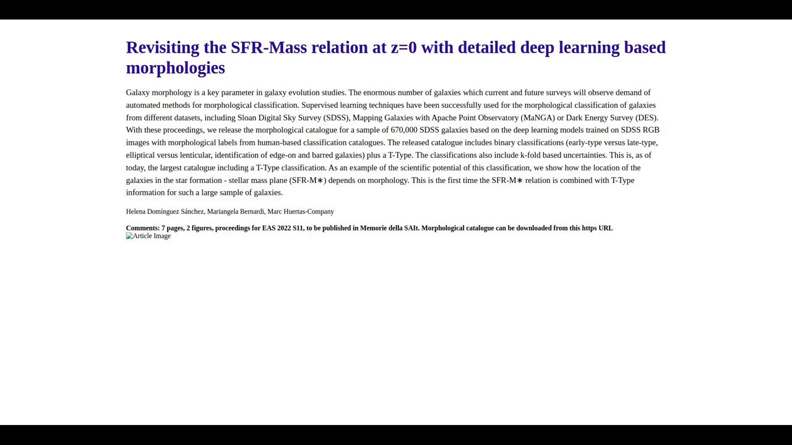With these proceedings, we release the morphological catalog for a sample of 670,000 SDSS galaxies based on the deep learning models trained on SDSS RGB images with morphological labels from human-based classification catalogs. The released catalog includes binary classifications plus a T-type. The classifications also include K-fold-based uncertainties. This is, as of today, the largest catalog including a T-type classification.